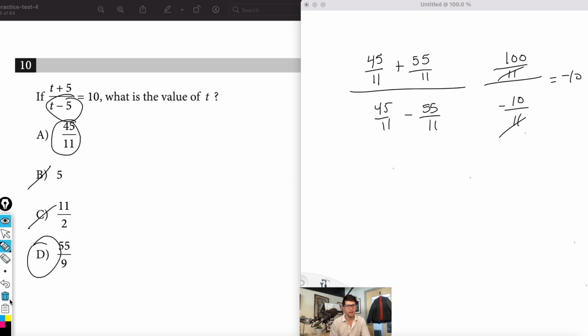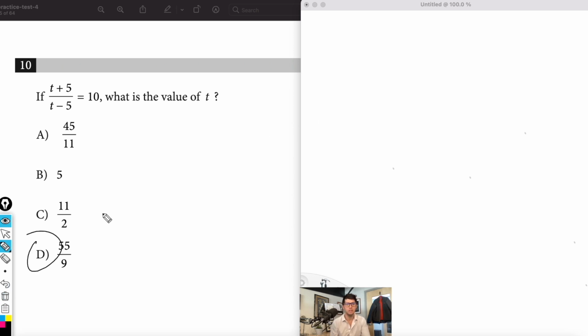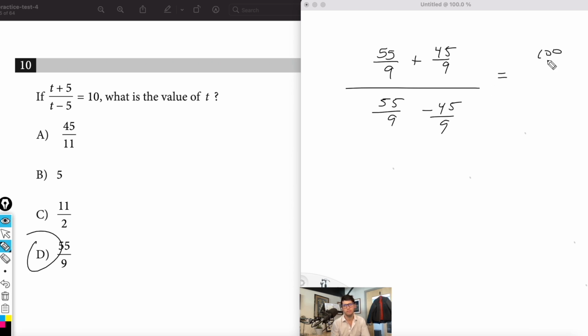I could finish it out by just trying out D. So 55 ninths for t plus 5. Let's write 5 in ninths. That would be 45 ninths. And then 55 ninths minus 45 ninths. Okay, well again, this is 100 ninths, 55 and 45. And this is 10 ninths. The ninths cancel. 100 over 10 is 10.